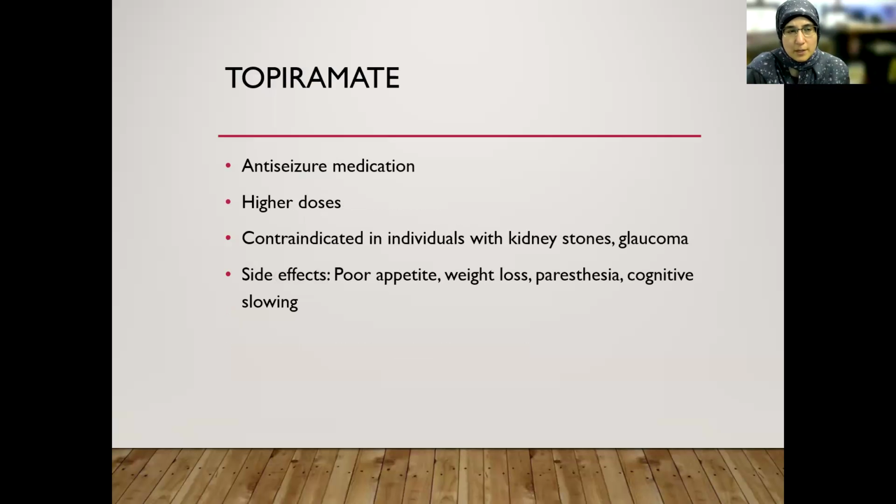Topiramate, also available as Topamax, is also one of the seizure medicines, but topiramate is used for a lot of different reasons, including essential tremor. Typically, we have to give higher doses of topiramate in order to achieve good tremor control. This medicine is not given to people who have kidney stones or who have glaucoma, so that needs to be checked before the medicine is prescribed.